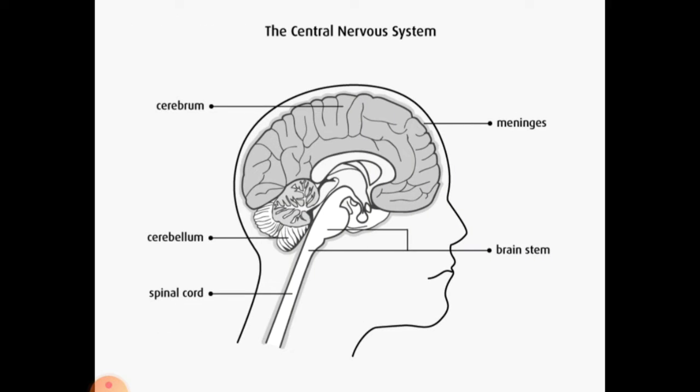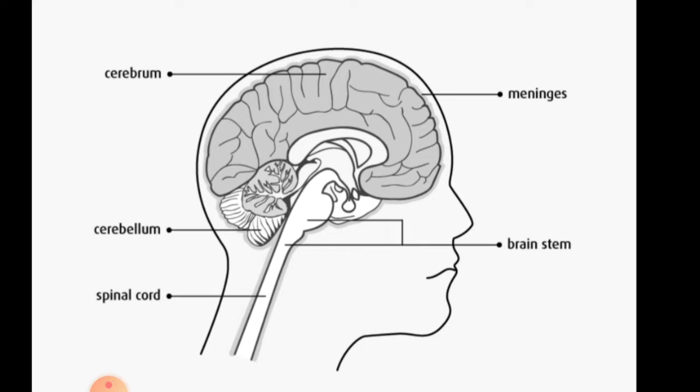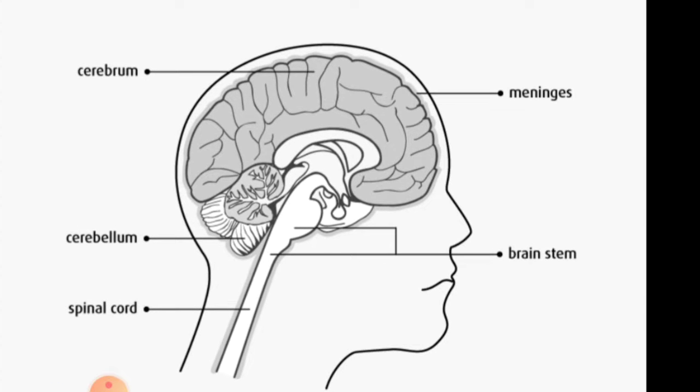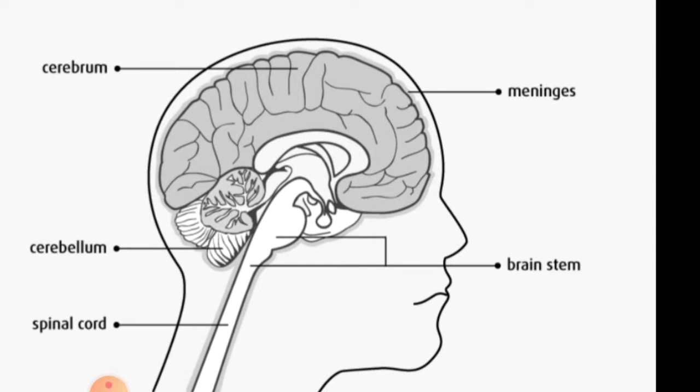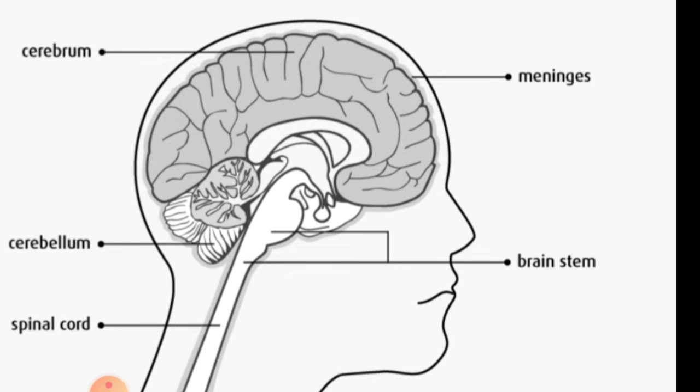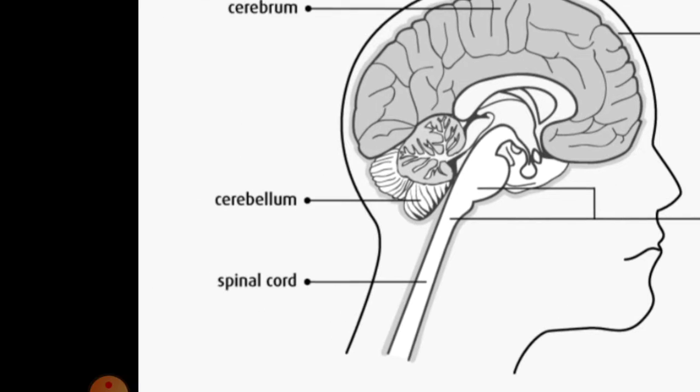Today our topic is spinal cord. Spinal cord is the continuation of brainstem. What is brainstem? Brainstem is the midbrain, pons and medulla oblongata. These three collectively called brainstem, and the continuation of the brainstem is called spinal cord.